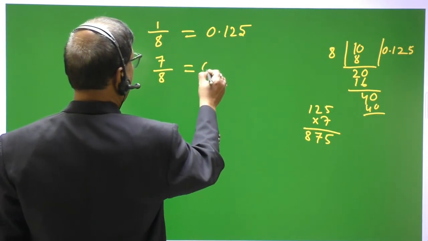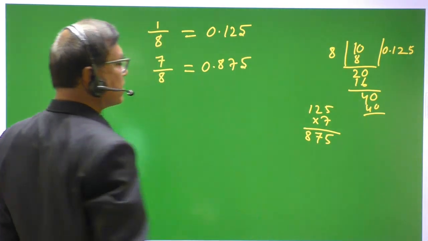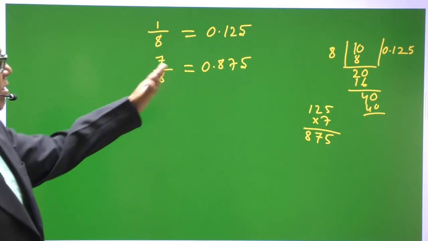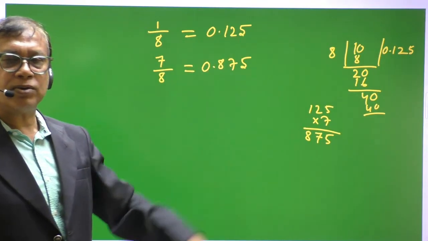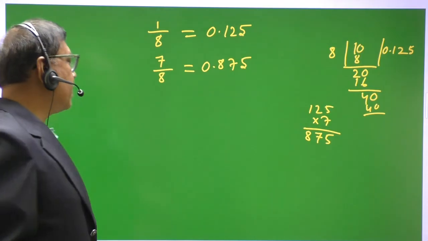So 0.875 is the right answer, the decimal form, and we got it without the long division process. Yes, I think this part is clear.